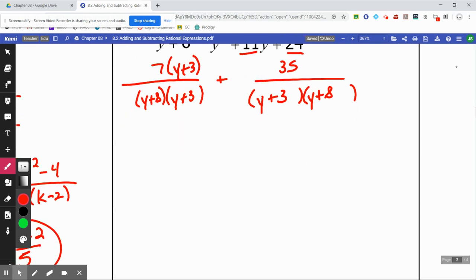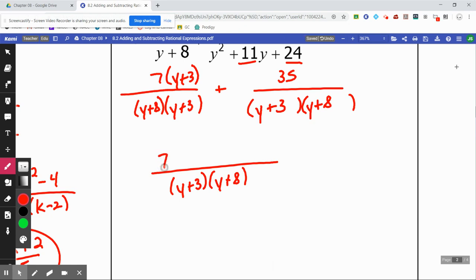Now the bottoms are the same. They are y plus 3 times y plus 8. Order does not matter because multiplication is commutative. On top, you have 7y plus 21 plus 35. That's going to be a 7y plus 56 over y plus 3, y plus 8.